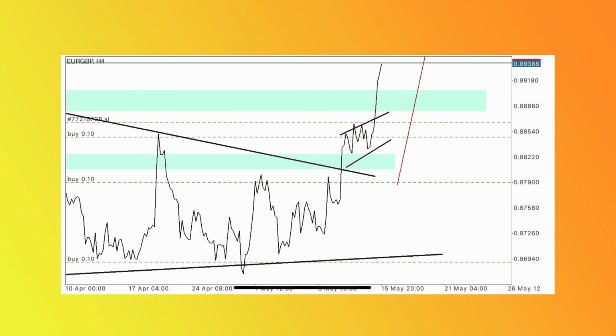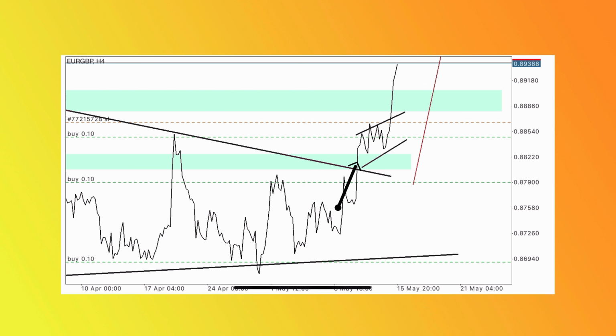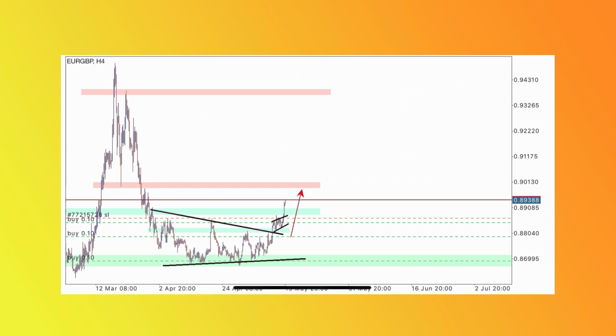The reason we're scaling in GBP is because the market broke through our resistance and made it our newly formed support. Henceforth, we've entered another buy to add more trades on our bullish overall movement.